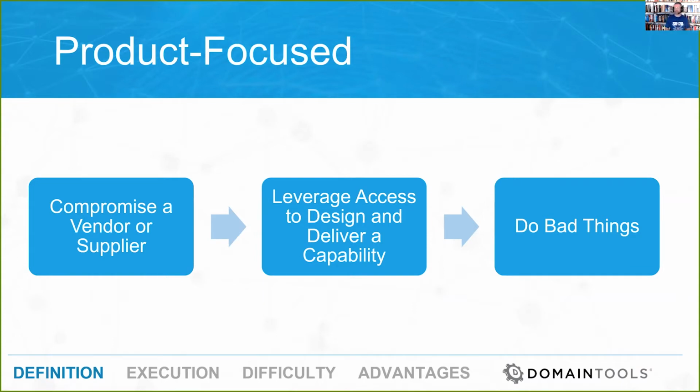So from a product-based supply chain perspective, I think this is the most straightforward and what we commonly think about when we talk about a supply chain intrusion: that we compromise a vendor or supplier, and then using that compromise, we leverage the access to design and deliver a capability inserted into that product that then allows us to do some unspecified bad thing, whether that's facilitating access through the insertion of a backdoor or the creation of something like a logic bomb or something else along those lines, which could have a potentially disruptive characteristic later on.